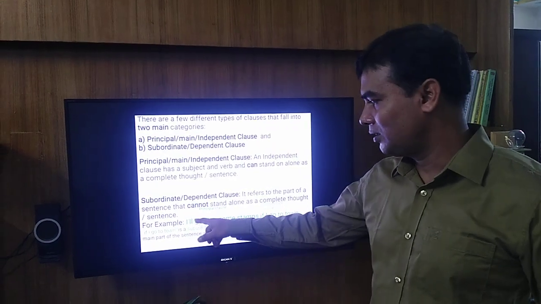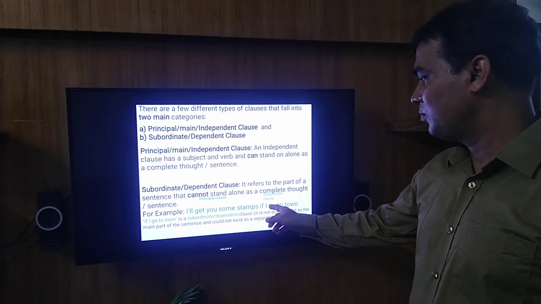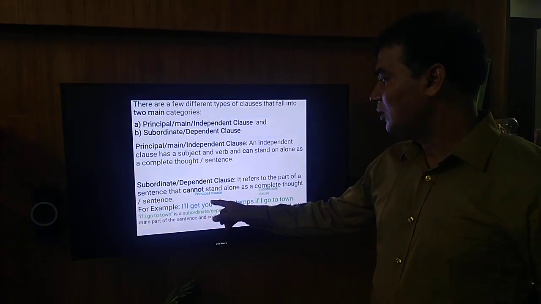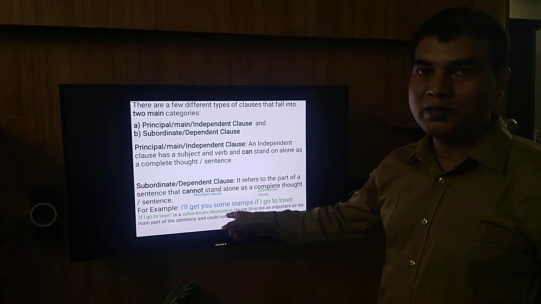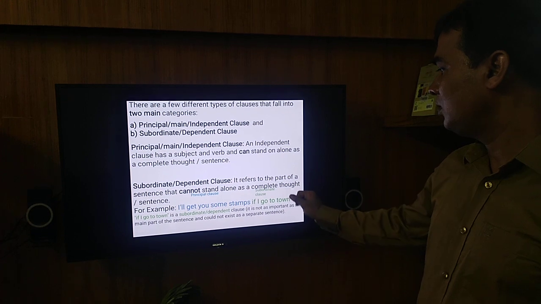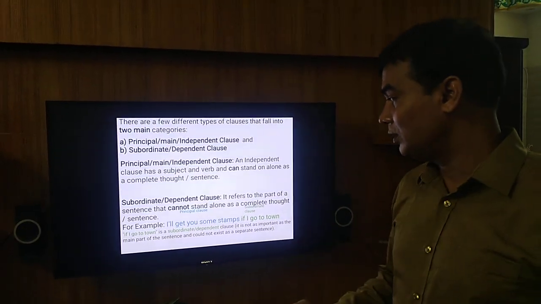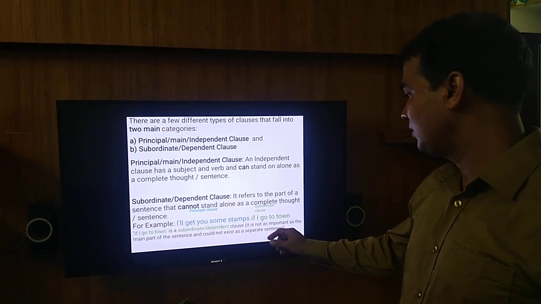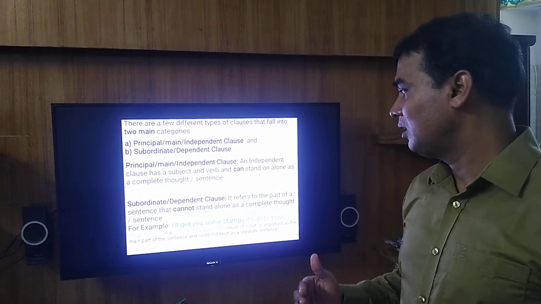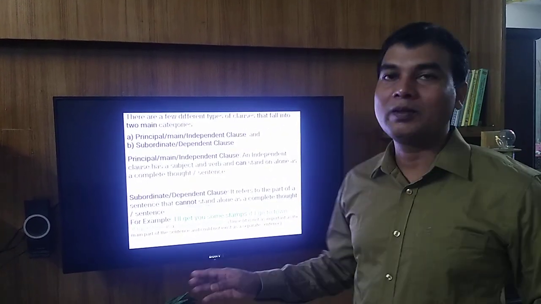For example, look at it very carefully. I'll get you some stamps if I go to town. In this sentence, I will get you some stamps is the principal clause, and if I go to town is the subordinate clause. Here, one thing you should remember: a subordinate clause is not as important as the main clause or principal clause because it couldn't exist as a separate sentence.